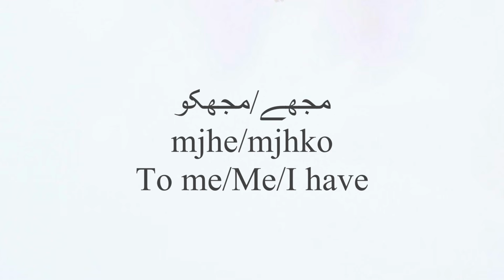So basically, मैं is I. It is a subject case. मुझे or मुझको or मेरे को are all object cases. They all mean the same thing, which is to me or me. Mujhe is a bit more educated, and mujhko is also the same thing. Mujhe and mujhko means to me or me.